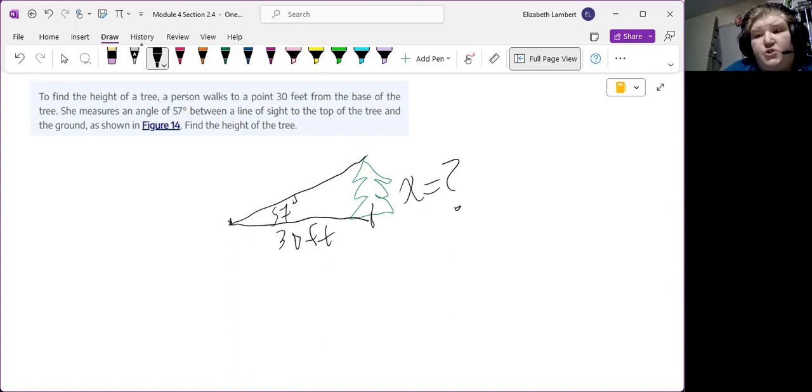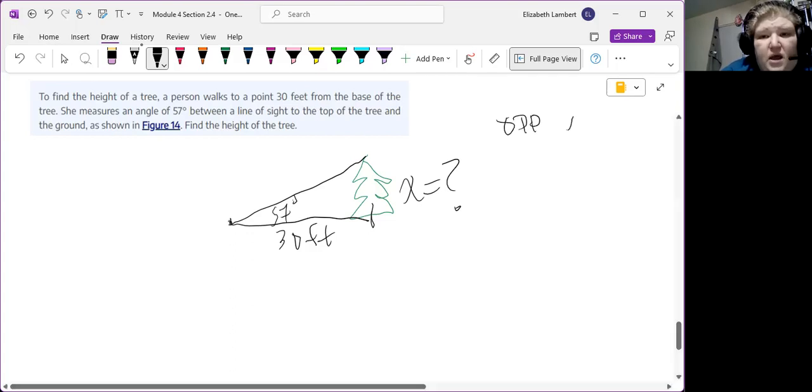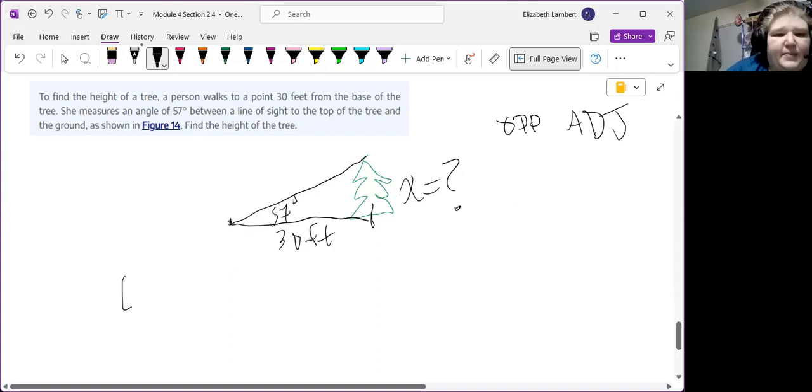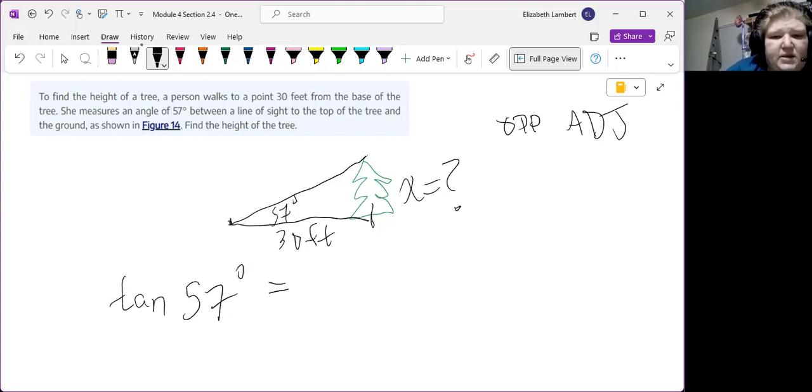So now I need a trig function. I have my angle, the side opposite the angle, and the side adjacent to the angle. So I need a trig function that uses opposite and adjacent. Adjacent and opposite. SOH CAH TOA. Tangent. So in our triangle, the tangent of 57 degrees is opposite, our unknown x, over 30. And then I can just solve this by multiplying both sides by 30.